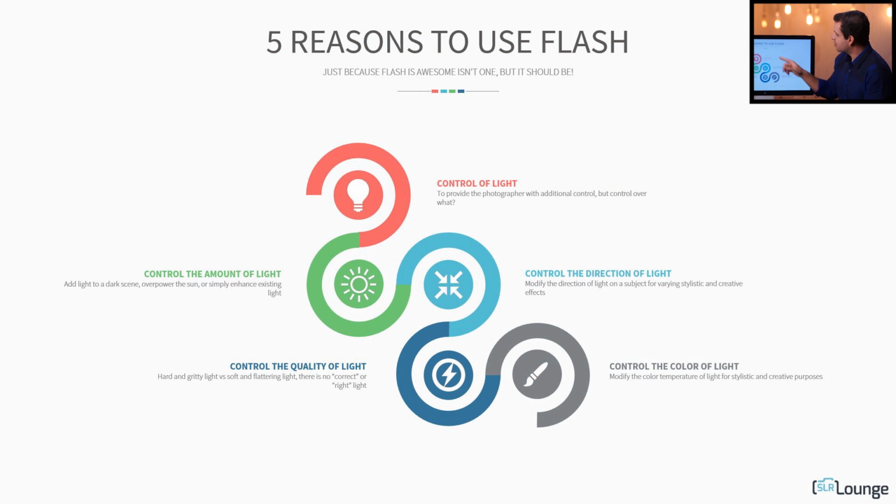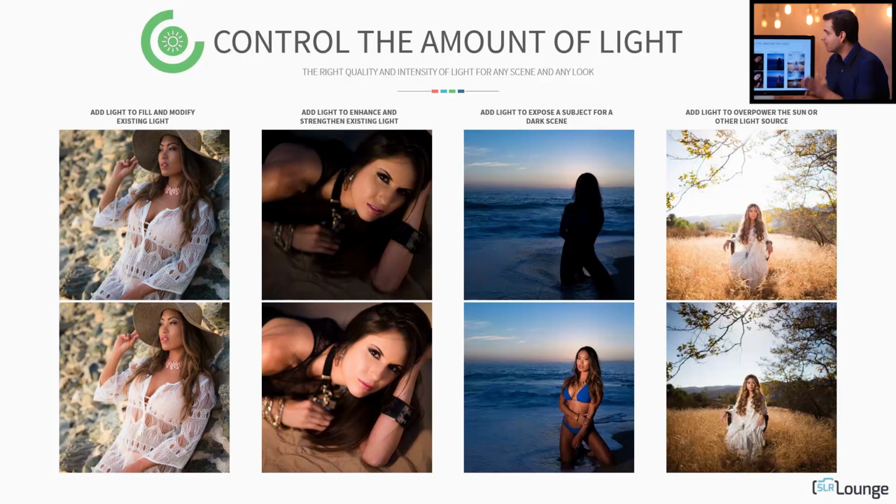Well, let's go over it real quick. Control of light is number 1. Control of the amount of light is number 2. The direction of light is number 3. The quality of light is number 4. And the color of light is going to be number 5. So let's go through each in detail, starting with the amount of light.